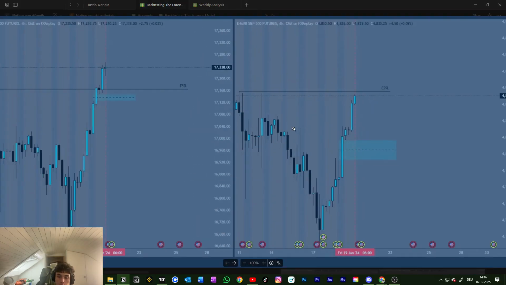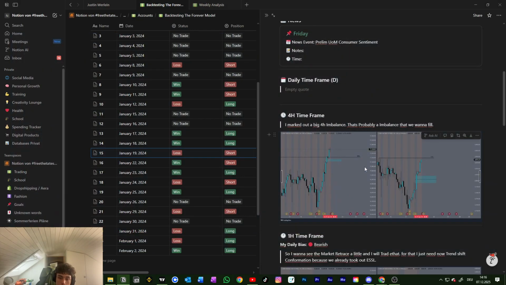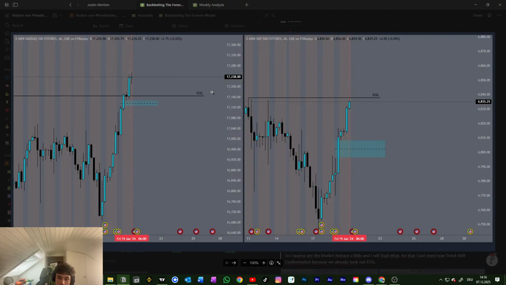So the 4 hour, so we took out the external draw. Market is heavily imbalanced, as you can see. So I expect a retracement after taking out this sell side.